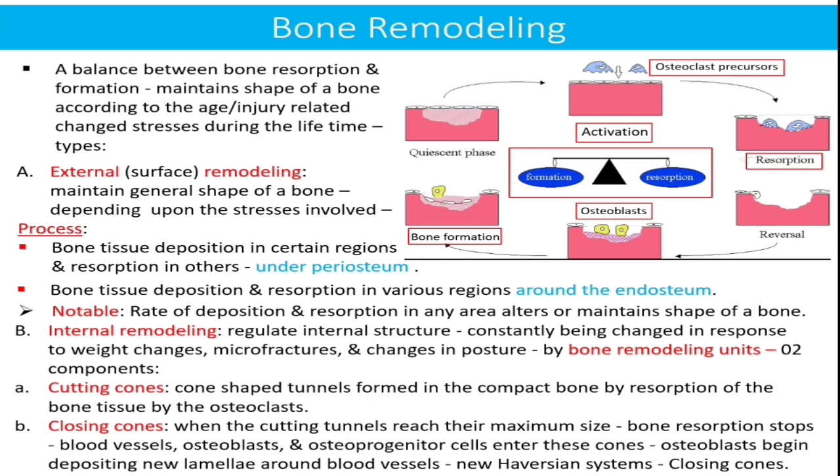And the closing cones. When the cutting tunnels reach their maximum size, bone resorption stops and that area is encroached by blood vessels, osteoblasts, and osteoprogenitor cells, which enter these cones and begin depositing new lamellae around the blood vessels, hence forming a new Haversian system. These are named as closing cones.